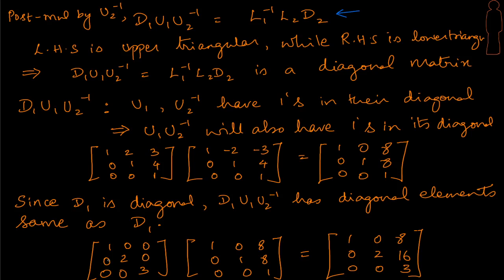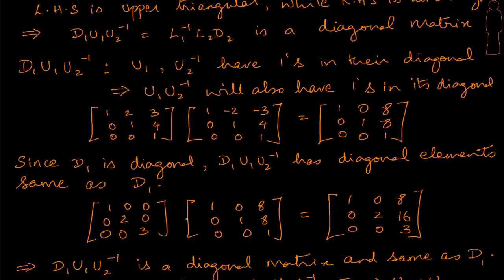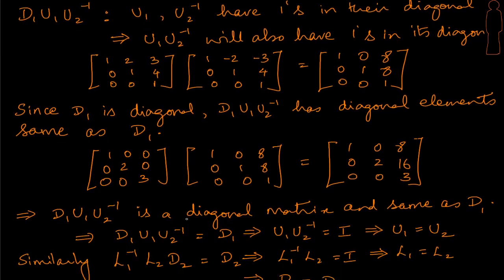What does that tell us? That this product has got to be same as D1. That's it, right? So let's look at that now. We have D1 U1 U2 inverse is a diagonal matrix, and its diagonal elements are same as D1, and that means this product is same as D1. And what does that tell us? If this is same as D1, this part must be the identity, which means that U1 U2 inverse has got to be identity. And what do we have from here? It says that U1 has got to be same as U2.